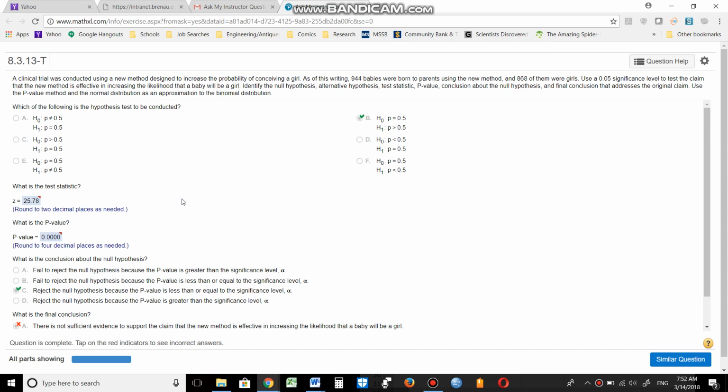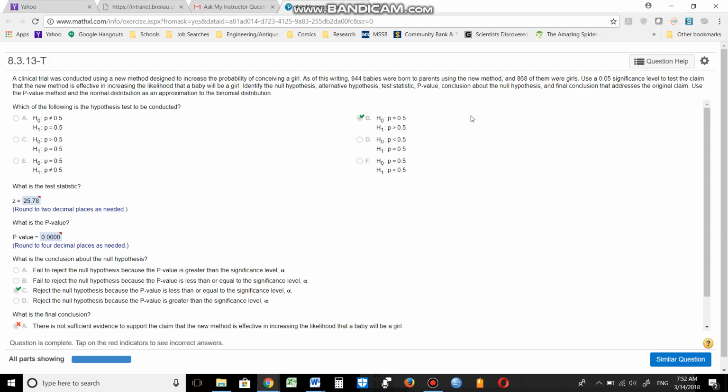Alpha is 0.05. We want to test the claim that the new method is effective in increasing the likelihood that the baby will be a girl. Identify the null hypothesis, the alternative hypothesis. Okay, so it looks like the statement is set up correctly. Indeed, it should be this.